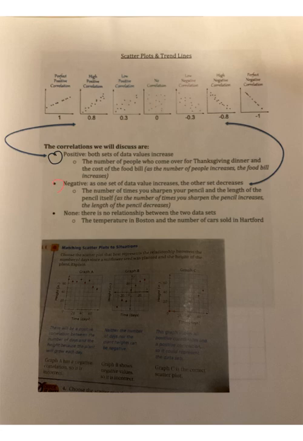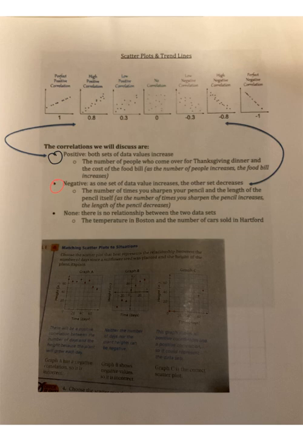A negative correlation is where one set of data values increases but the other decreases. So the number of times you sharpen your pencil and the length of the pencil itself. So as the number of times you sharpen the pencil increases, the length of the pencil decreases.